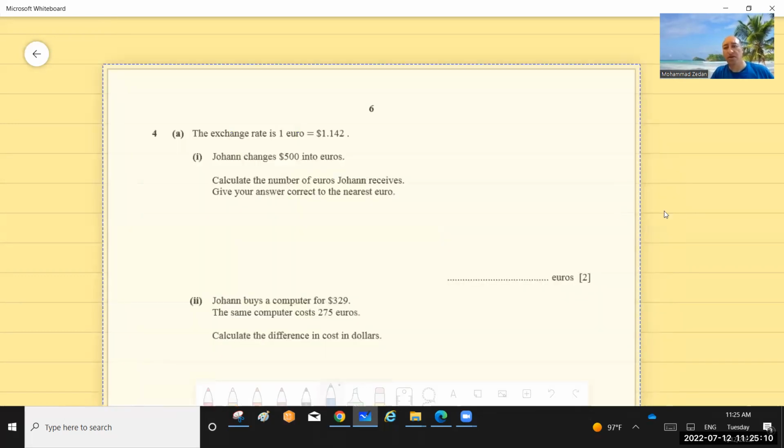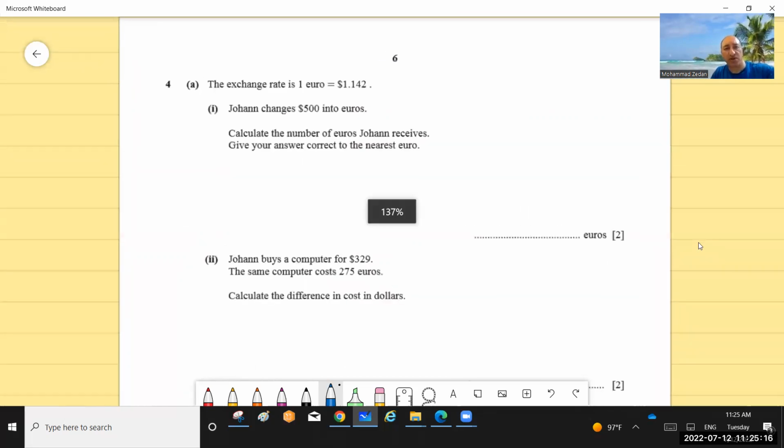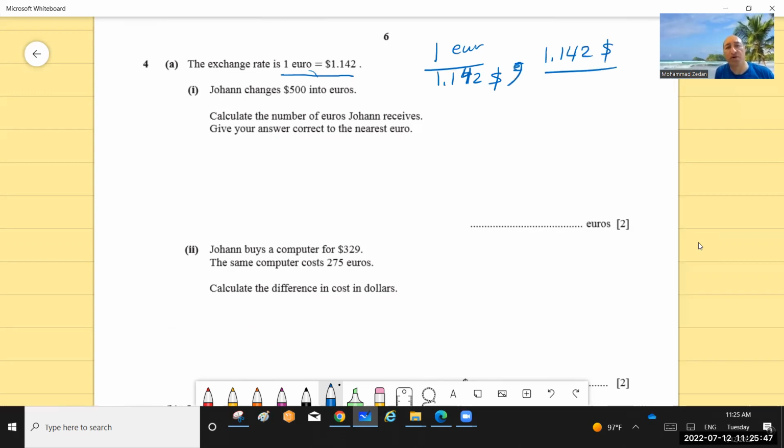Okay, question number 4. The exchange rate is €1 to $1.142. Johan changes $500 into euros. Calculate the number of euros Johan received. Give your answer. So simply, the rate given to you, you can write it as €1 over $1.142, or $1.142 over €1, of course, not equal.